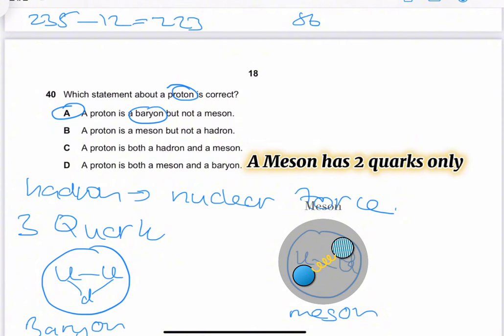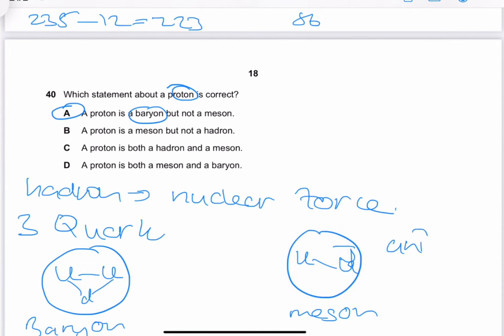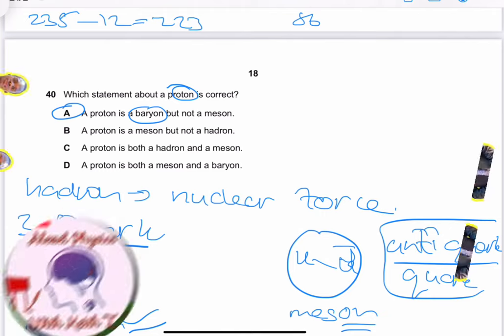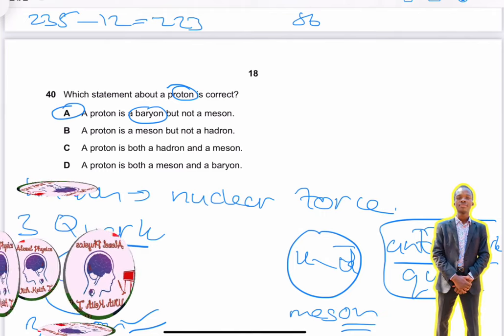So we have an anti-quark, right? And a quark. So 2 of these will form a meson, an anti-quark and a quark. 3 quarks will form a baryon. So our answer is A. We are done. So this is the end of our paper. We've been done doing question 11 up until question 14.